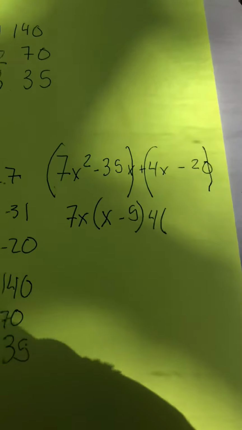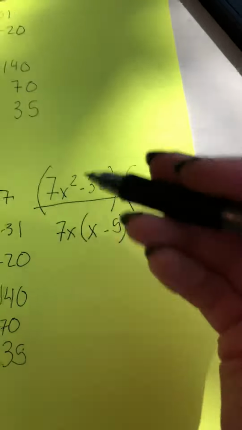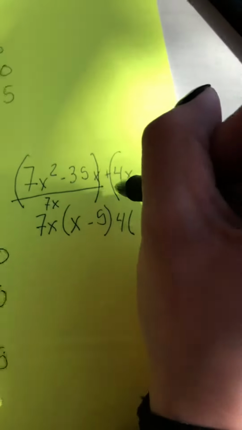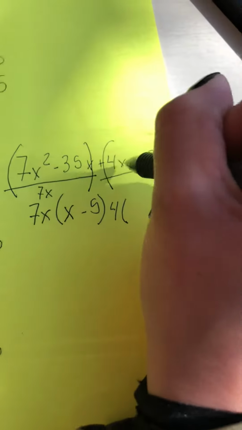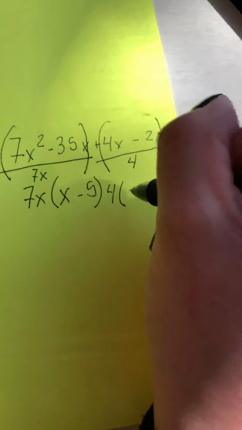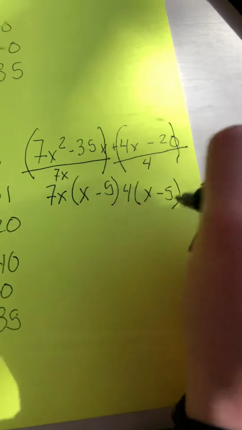When I'm taking this out, you guys, I'm really dividing this entire thing by something. In this instance, I'm dividing this entire thing by 7x. And this whole thing, I want to divide by something that goes into 4x and 20, which is 4. So I take out my 4. This ends up as an x. Negative 20 divided by 4 ends up with a negative 5.